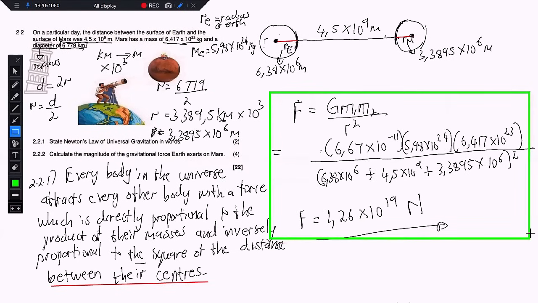So the one thing that you needed to note there is that the distance must be from the center of the Earth to the center of Mars. And that's why we had to add the radius of the Earth and also the radius of Mars to the distance between the surfaces. Okay, right. So I hope that made sense to you. Then you can always go back and recheck the question and try to understand it better. Now let's move to question number 3, vertical projectile motion.